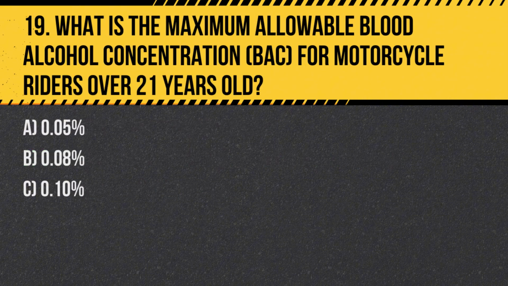Question 19. What is the maximum allowable blood alcohol concentration, BAC, for motorcycle riders over 21 years old? A. 0.5%. B. 0.8%. C. 0.10%. Answer: B. 0.8%. This is the legal limit for operating a motorcycle in California.